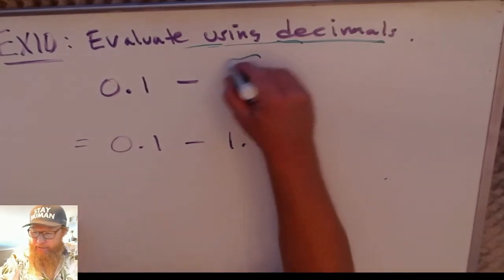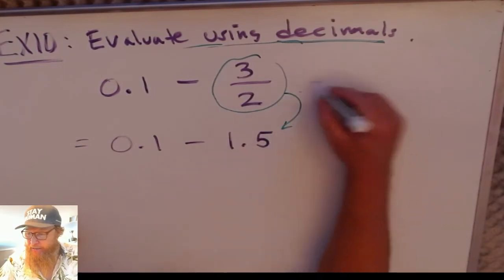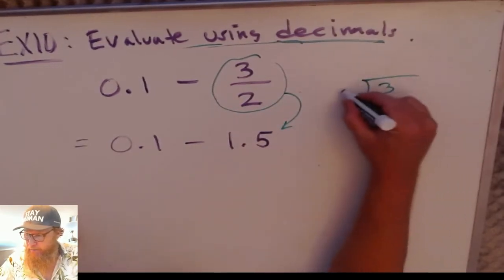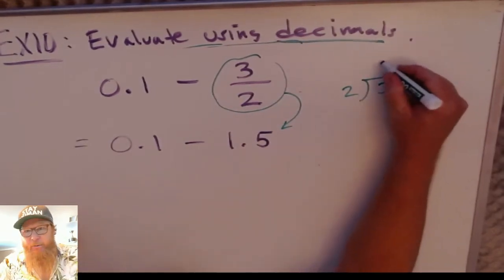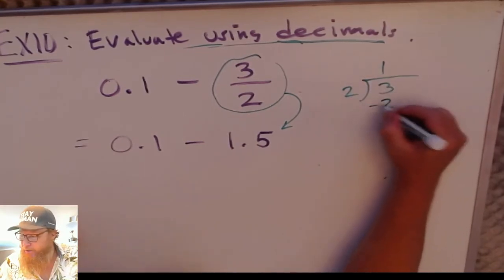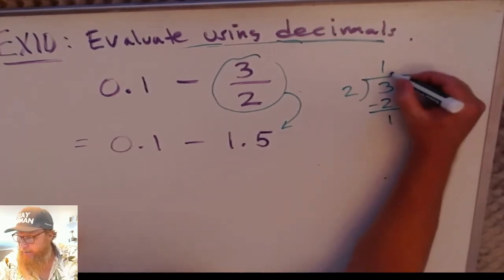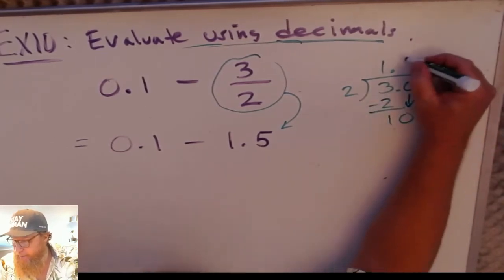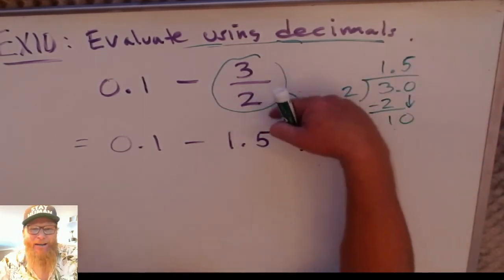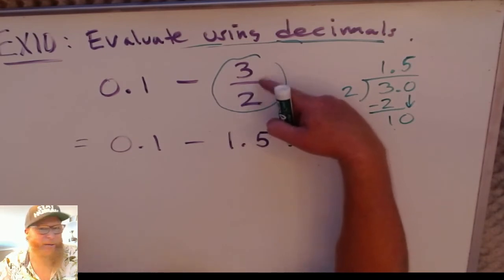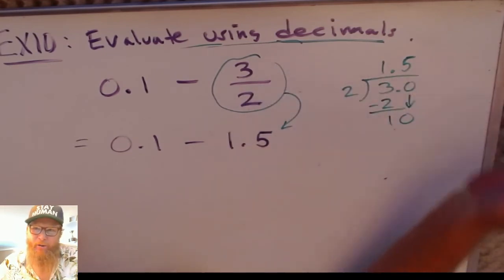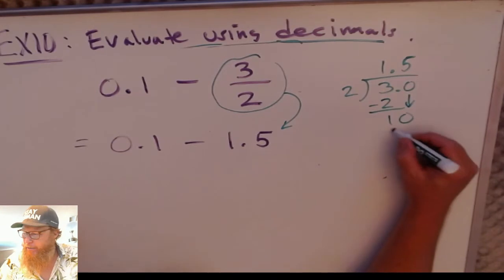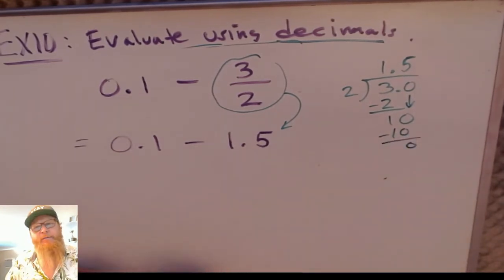Again, if you need a quick refresher on how to do that, you just go: 2 goes into 3 one time. 1 times 2 is 2. Subtract. Put a decimal, bring down a 0. 2 goes into 10 5 times. You know what? I recommend you just memorize that one. 3/2 comes up so often, it's 1.5. And you get a remainder of 0, and you can stop now.